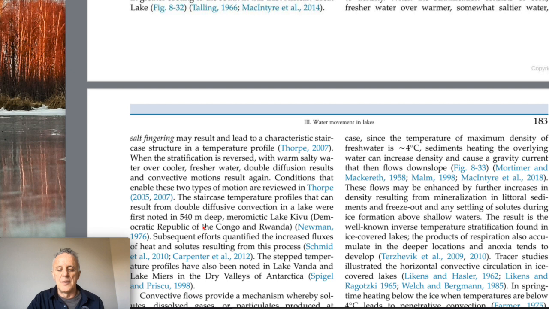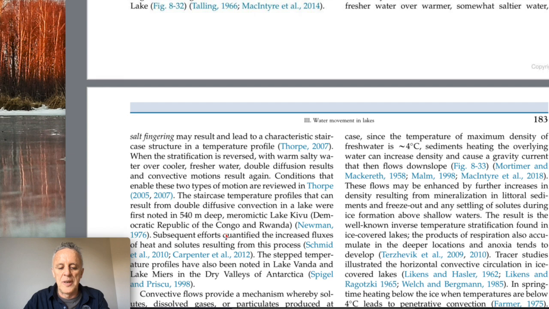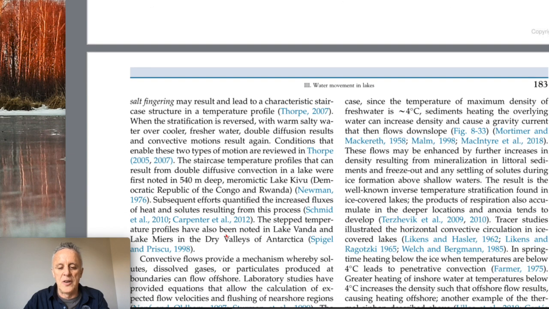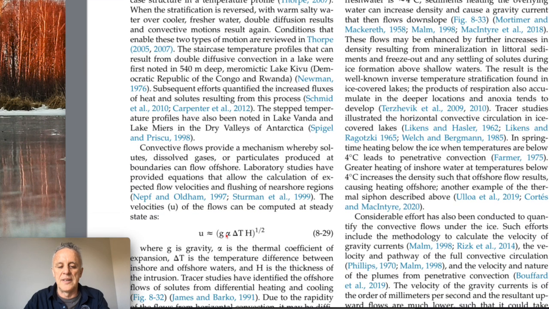The staircase temperature profile that can result from double diffusive convection in a lake was first noted in the 540 meters deep meromictic Lake Kivu. Subsequent efforts quantified the increased fluxes of heat and solutes resulting from this process. The stepped temperature profiles have also been noted in Lake Vanda and Lake Myers in the dry valleys of Antarctica.